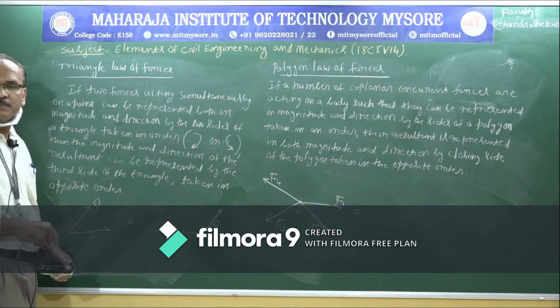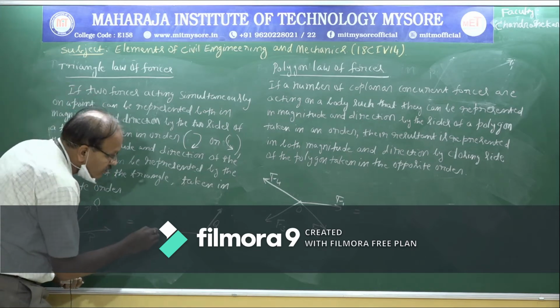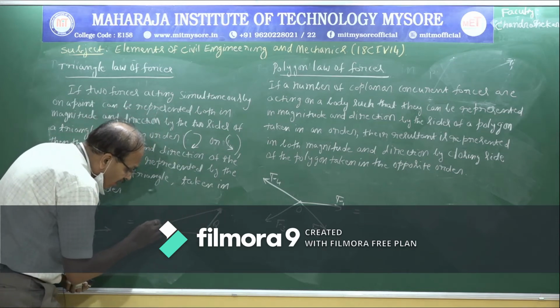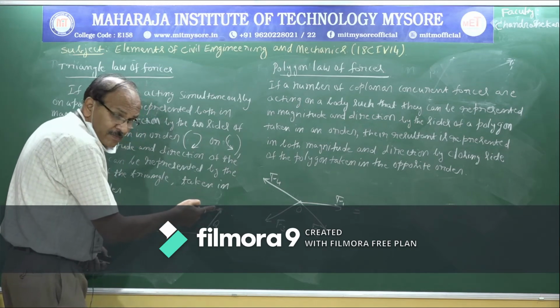and this line should be parallel to this. Then join this point and this point and take in the opposite direction. See, the arrows are moving in this direction.